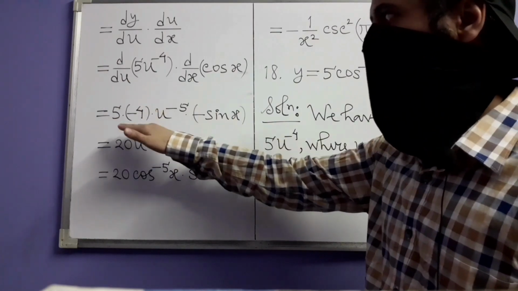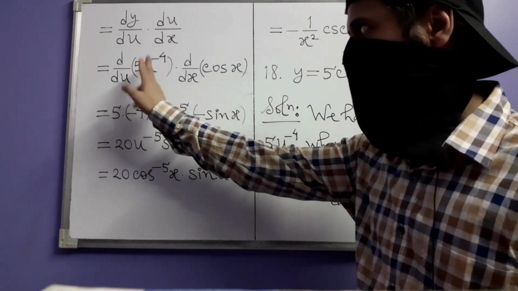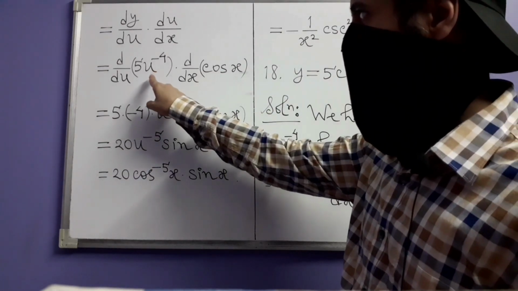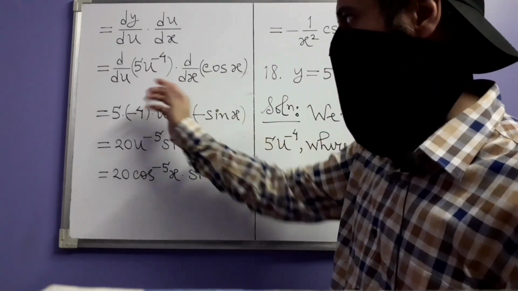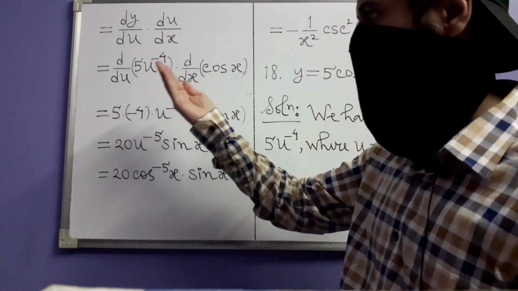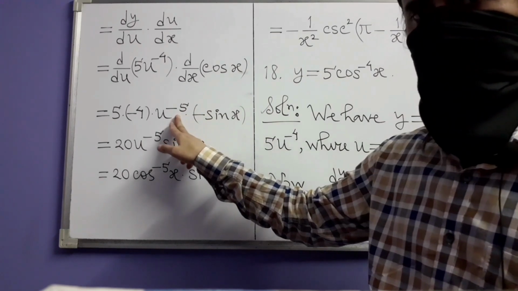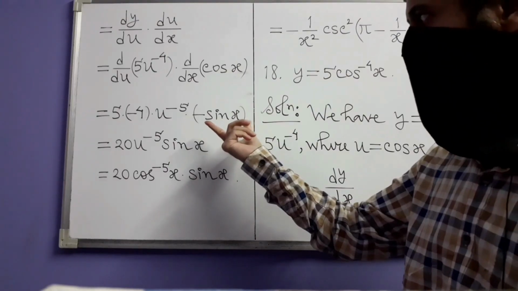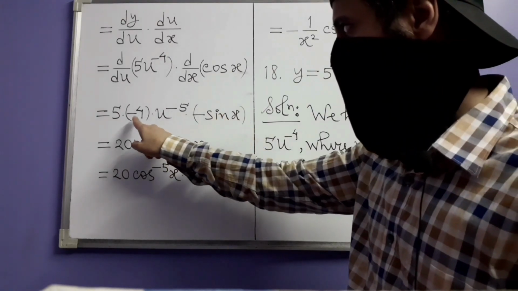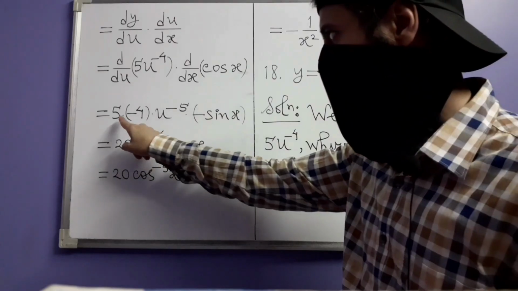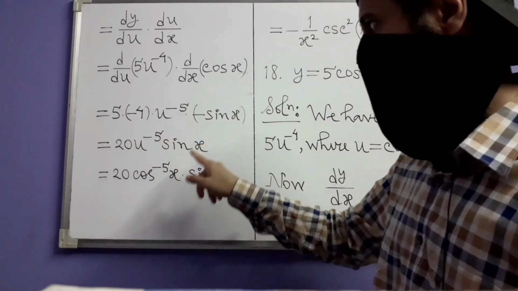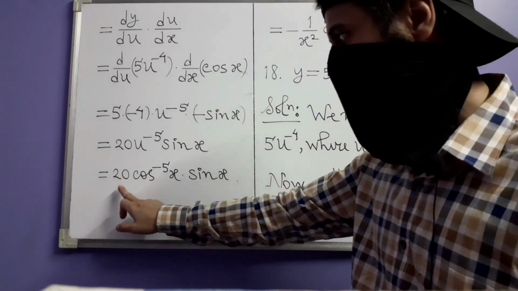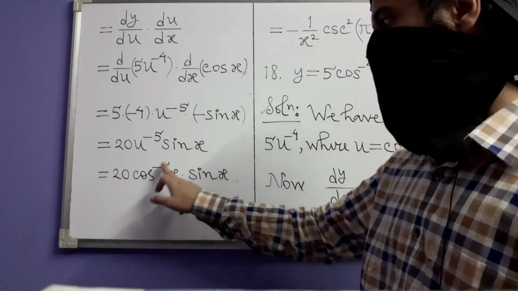I did two steps here at once. First, 5 went out by the constant multiple rule, and then by the power rule, the derivative of u to the power minus 4 with respect to u is minus 4 times u to the power minus 4 minus 1. That means minus 5. And the derivative of cos x with respect to x, of course, is minus sin x. And then after some manipulation, you can see that this minus and minus will give you plus. 5 times 4 is 20, u to the power minus 5 times sin x. And then you write what your u is. u is cos x, so that way you get the derivative as 20 times cos to the power minus 5 x times sin x.